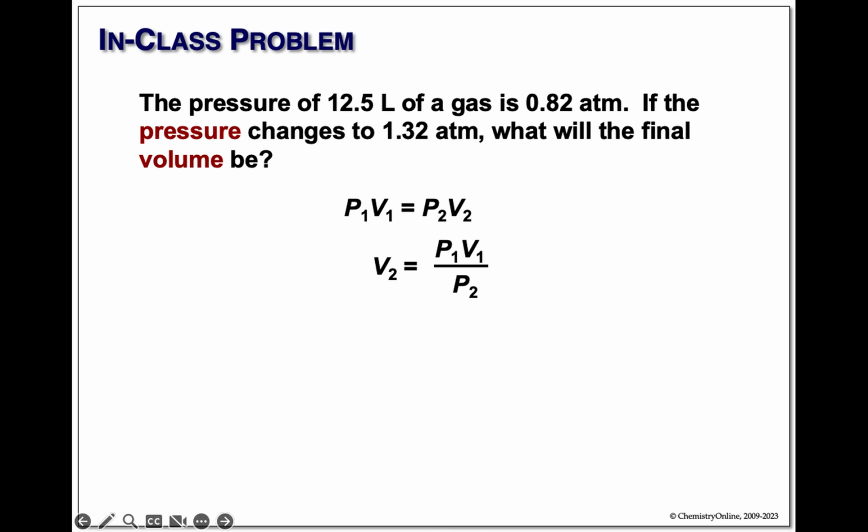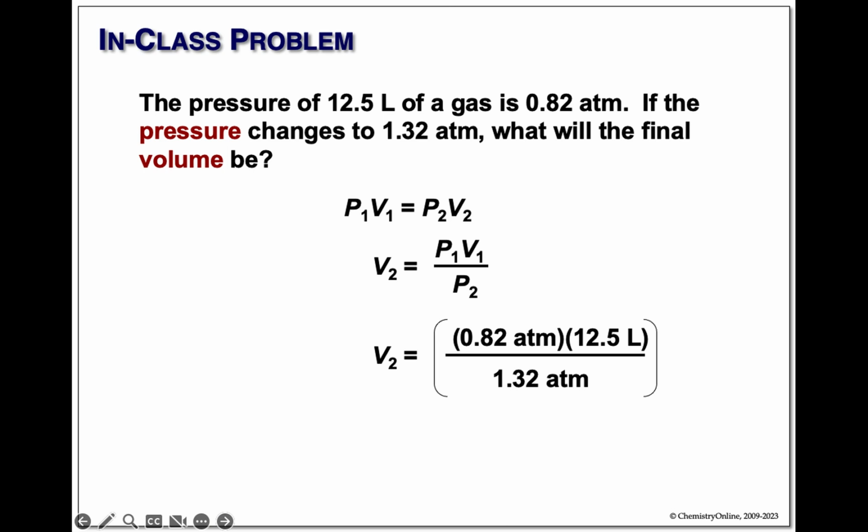Once we're there, all we have to do is substitute. P1 is 0.82, V1 is 12.5, P2 is 1.32. Atmospheres, top and bottom, they will cancel. We're left only with liters for our volume. 0.82 times 12.5 divided by 1.32. We're at 7.8 liters. This is the pressure-volume relationship, Boyle's law, very simple problem actually. Do you have any questions?